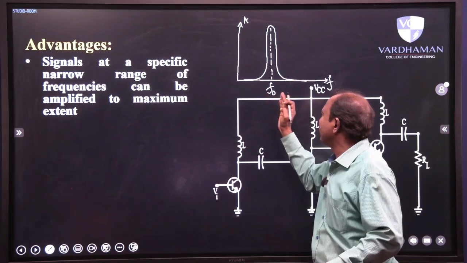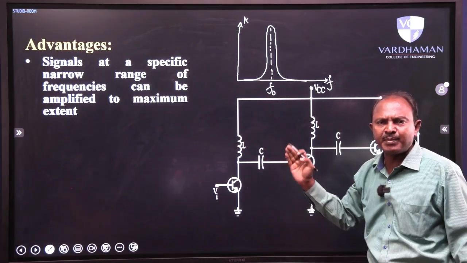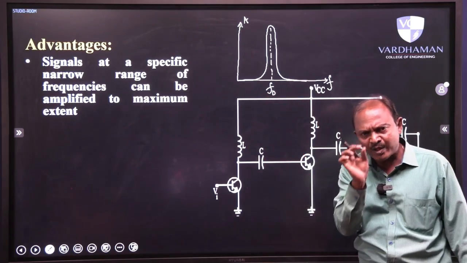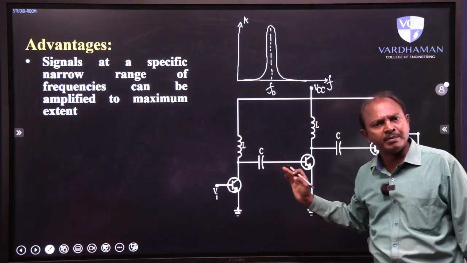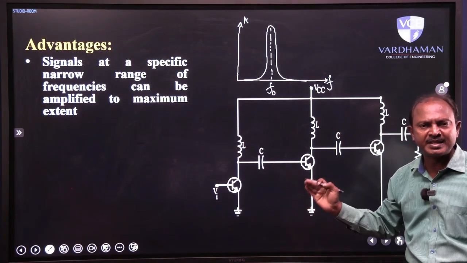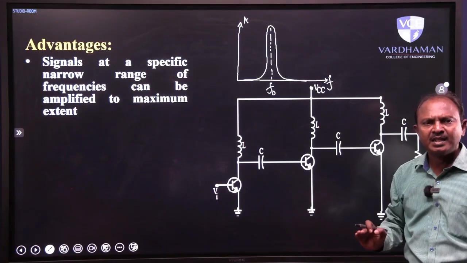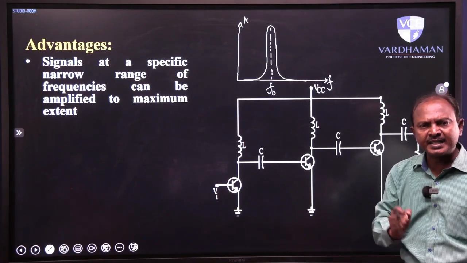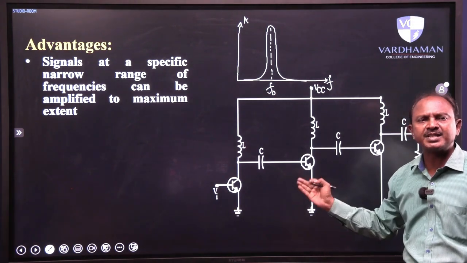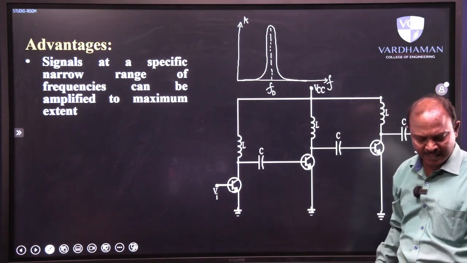Signals at that frequency, or signals just above and below that particular frequency, get amplified. Means signals in a very narrow range of frequencies only get amplified in tuned circuit coupled multi-stage amplifiers. As a result, only desired signals can be amplified to a high extent and unwanted signals are completely rejected. That is the biggest advantage of this type of coupling scheme.